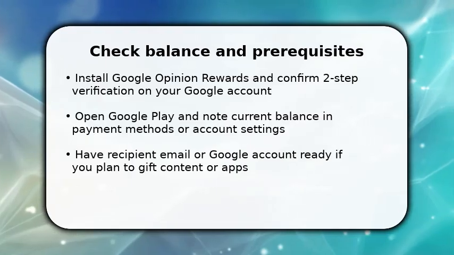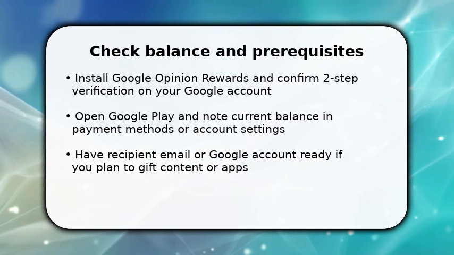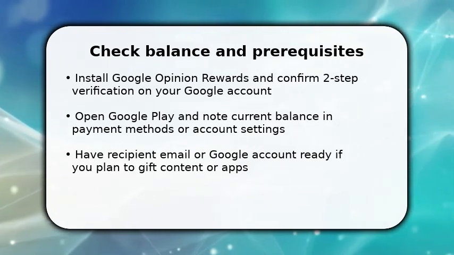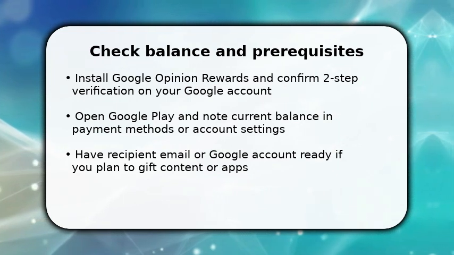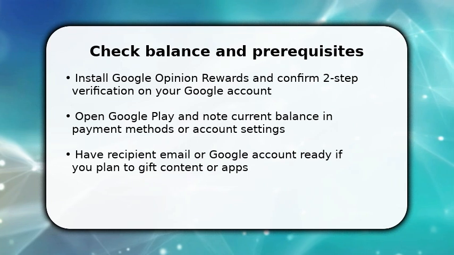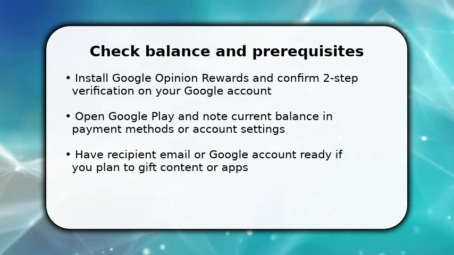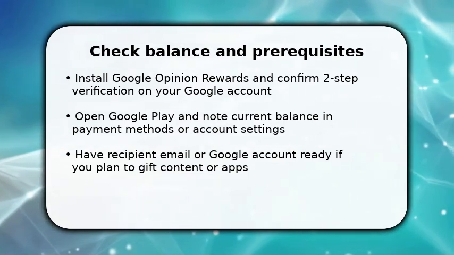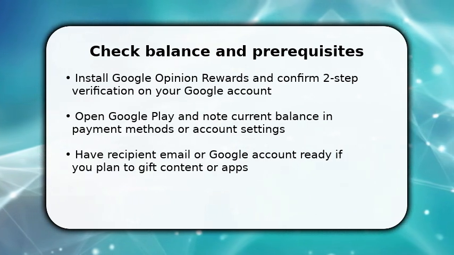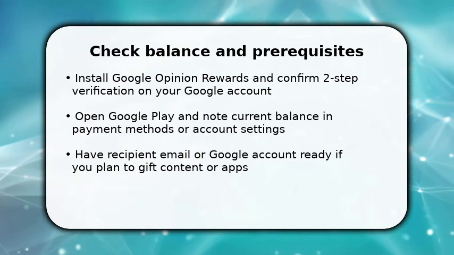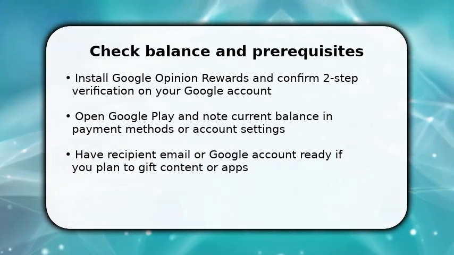You start by confirming your actual Google Opinion Rewards balance. Open the app, view wallet balance, and make sure your Google account is verified. Once done, open Google Play and check the balance shown under payment methods so you know how much you can use. Make sure you have the recipient's Google email if you plan to gift an app or content. This step matters because Google often ties purchases to accounts rather than issuing raw redeem codes.